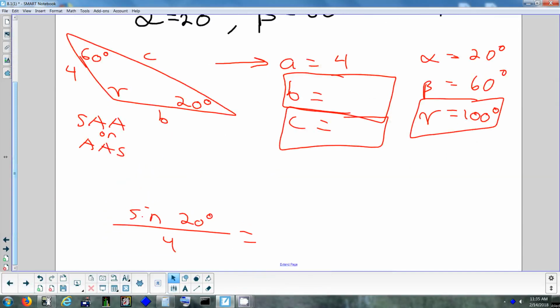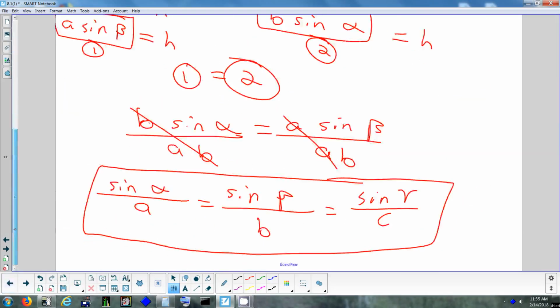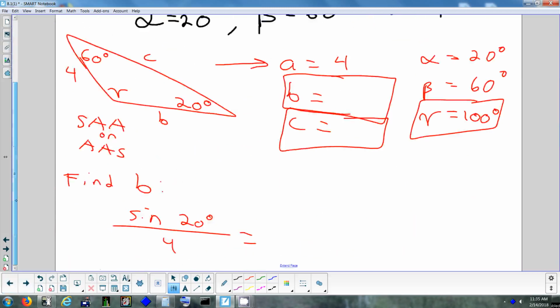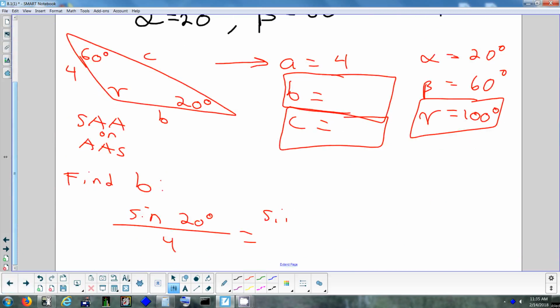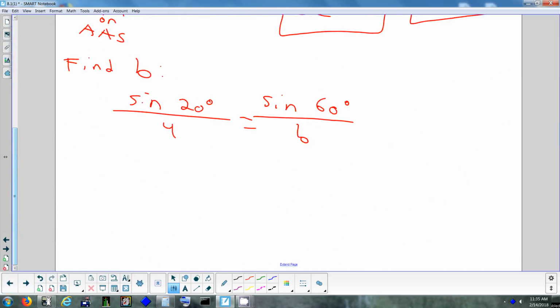And now at this point, what you put on the other side depends on whether you want to find B or find C. So which one do you want to find first? It doesn't matter. B. So to find B, now I'm going to use this part. Equals sine of beta over B. Sine 60 over B.